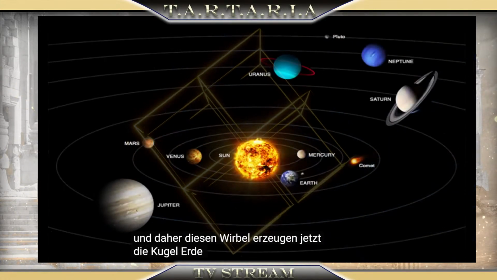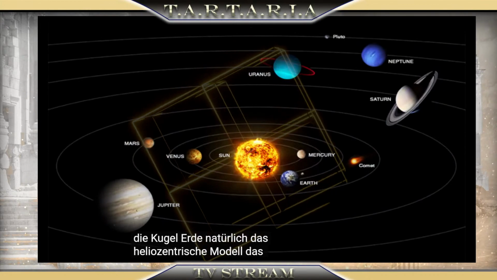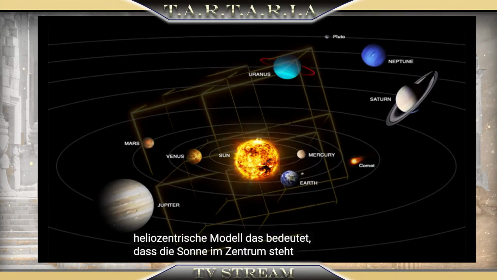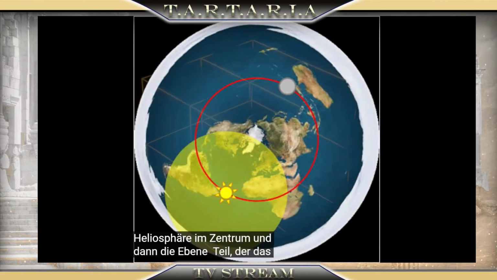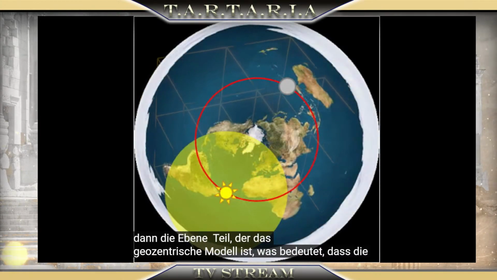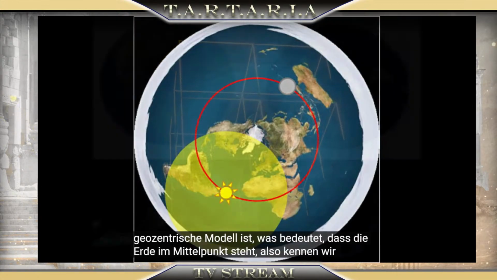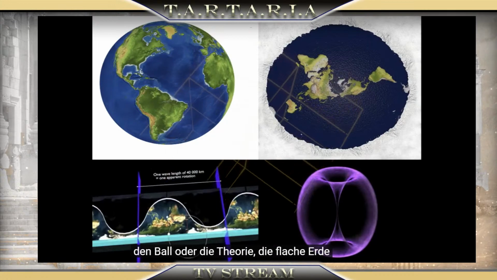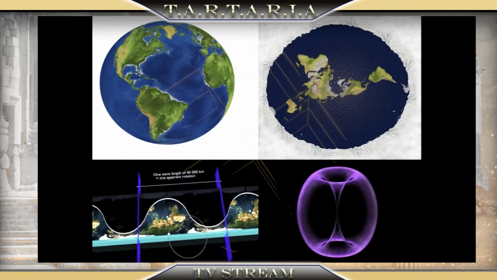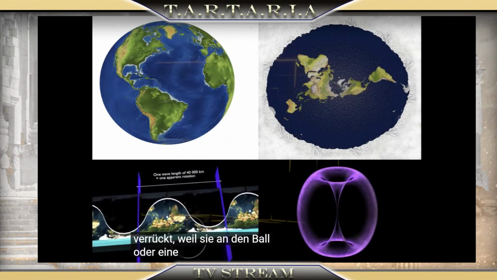Now, the ball Earth, of course, is the heliocentric model, which means that the sun is at the center, the heliosphere is at the center. And then you have the flat Earth, which is the geocentric model, which means the Earth is at the center. So we all know the ball Earth theory. The flat Earth, most of you who will even watch this video must have looked into it, because otherwise most people think you're crazy because they believe in the ball Earth theory.